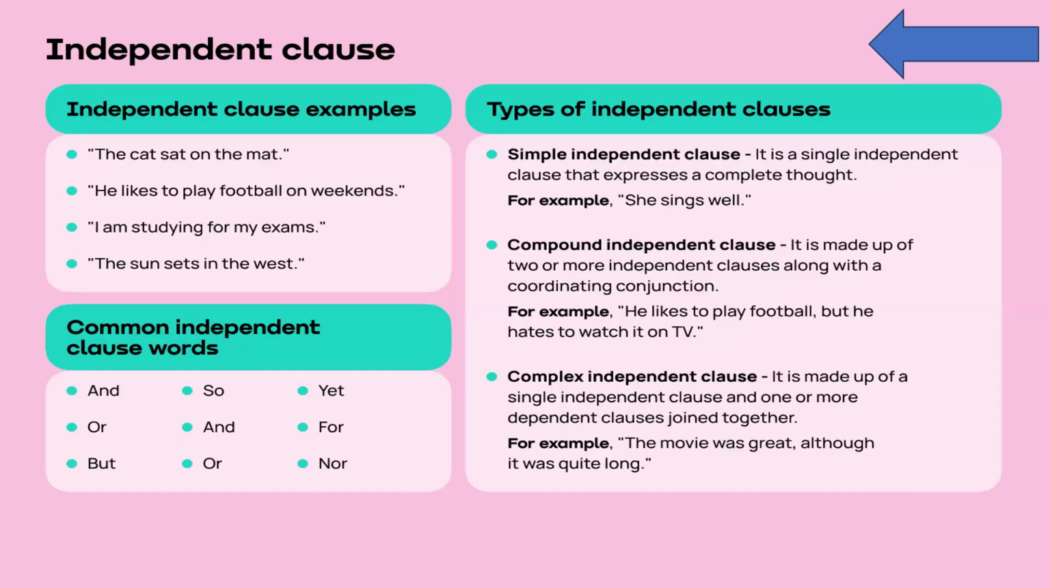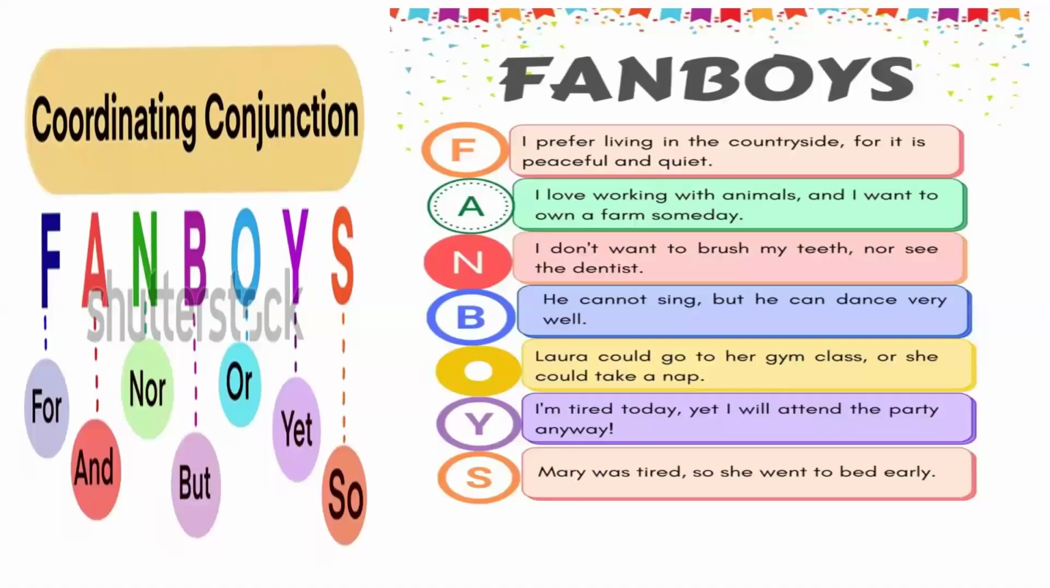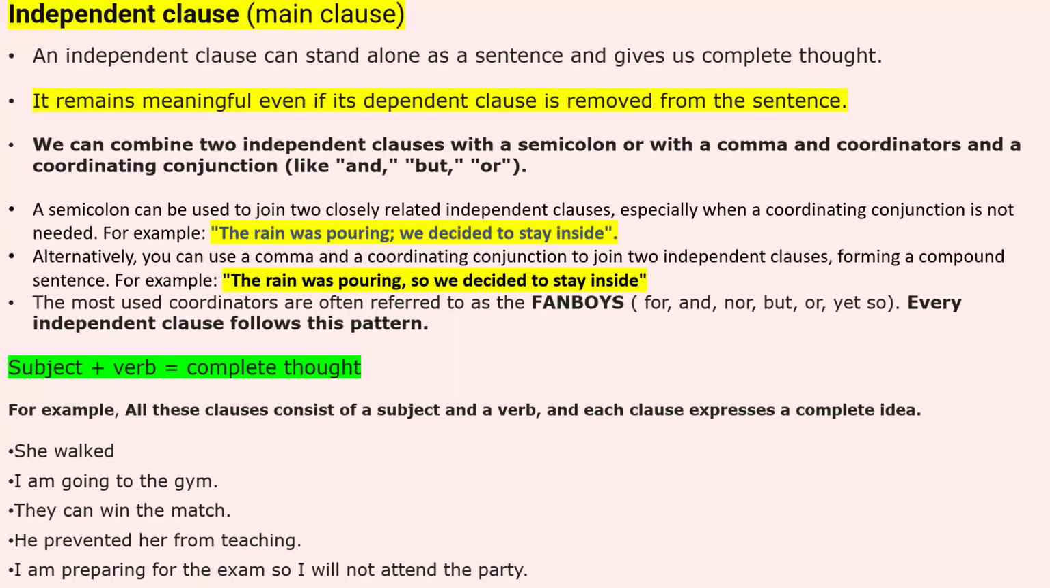So although it was quite long. So a complex sentence consists of one independent and one or more dependent clauses, a compound sentence of two independent clauses. We have seen this in this example also. A semicolon can be used to join them. We have used a semicolon, and both the independent sentences are there.